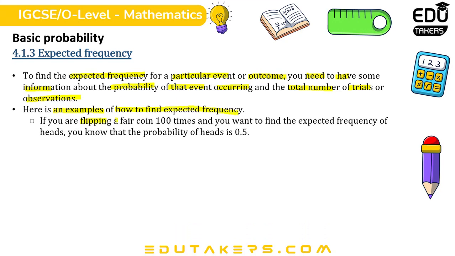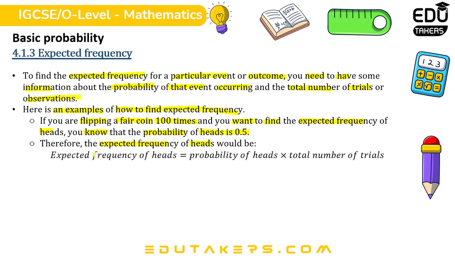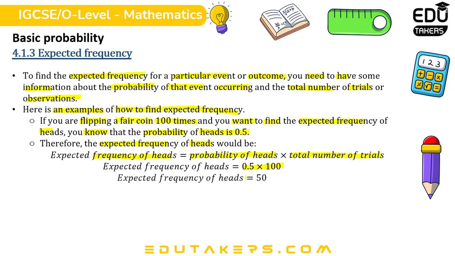If you are flipping a fair coin 100 times and you want to find the expected frequency of heads, you know that the probability of heads is 0.5. Therefore, the expected frequency of heads equals probability of heads times total number of trials. Expected frequency of heads will be equal to 0.5 times 100 equals 50. So the expected frequency of heads is 50.